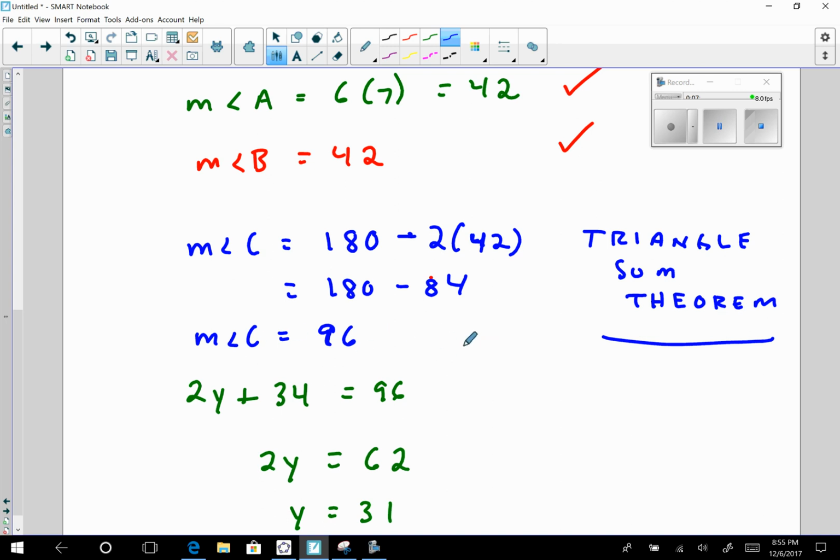It was given in the problem that the measure of angle C was 2y plus 34. Set that equal to 96. Do some algebra. y is equal to 31. Let's look at another problem.